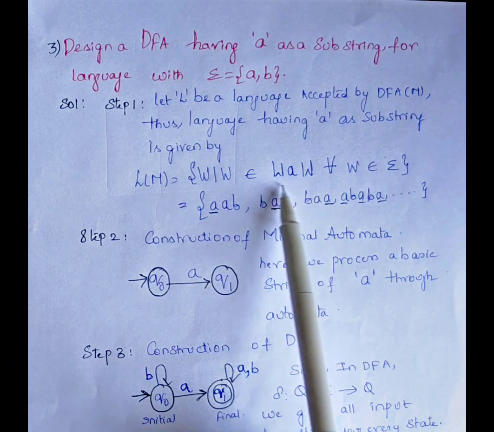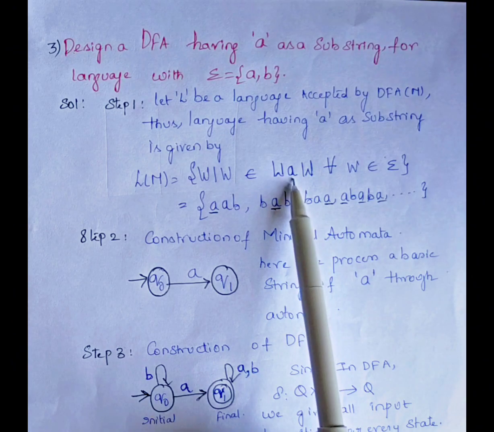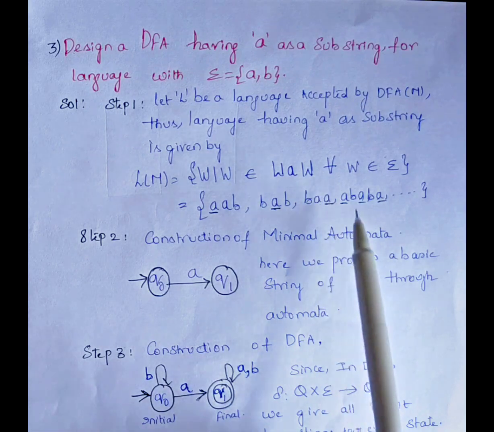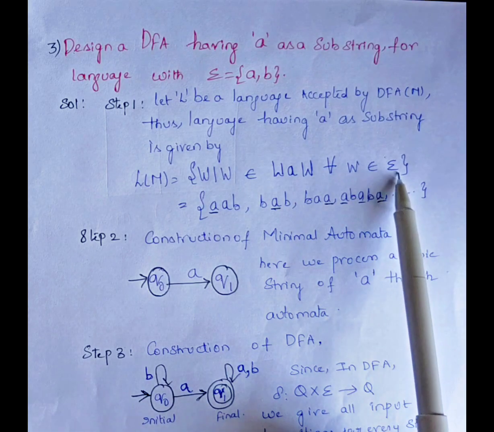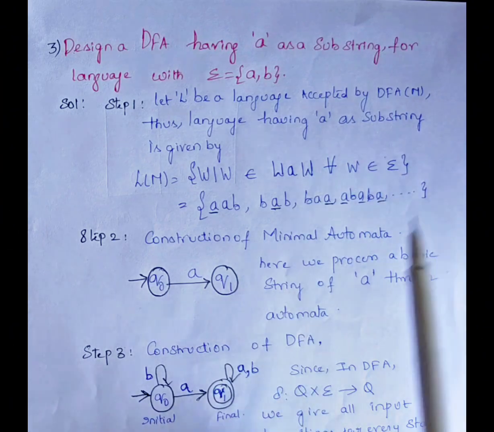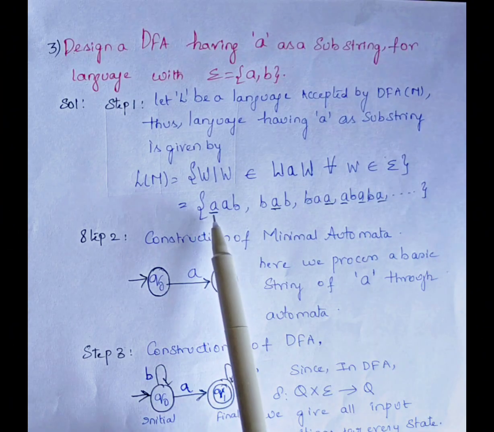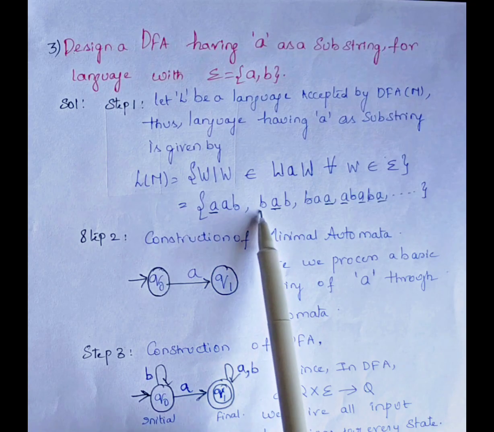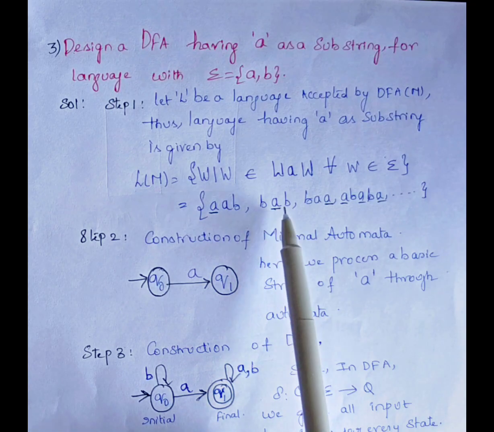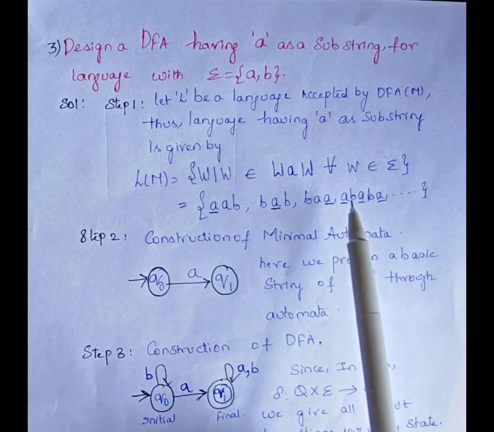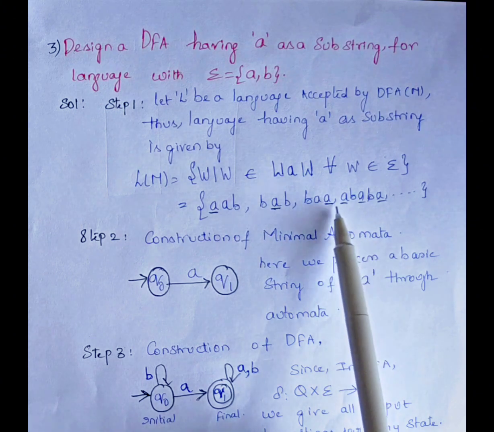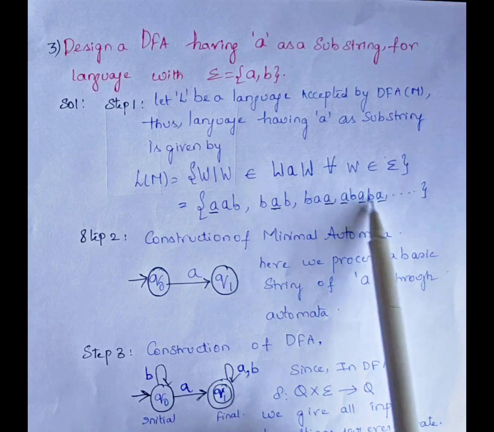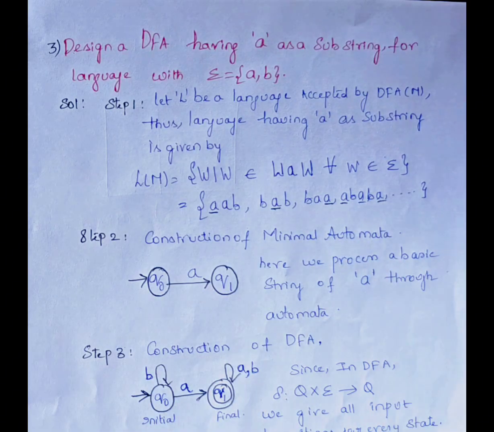Thus the string can be in the form of the substring A with either a prefix W and a suffix W, for all the strings belonging to sigma A and B. So the language will have the sample strings A, AB. Here A is a prefix. BAB. Here A is in the middle. BAA. Here A can be at the suffix. ABABA. Here we consider the symbol A at multiple positions.